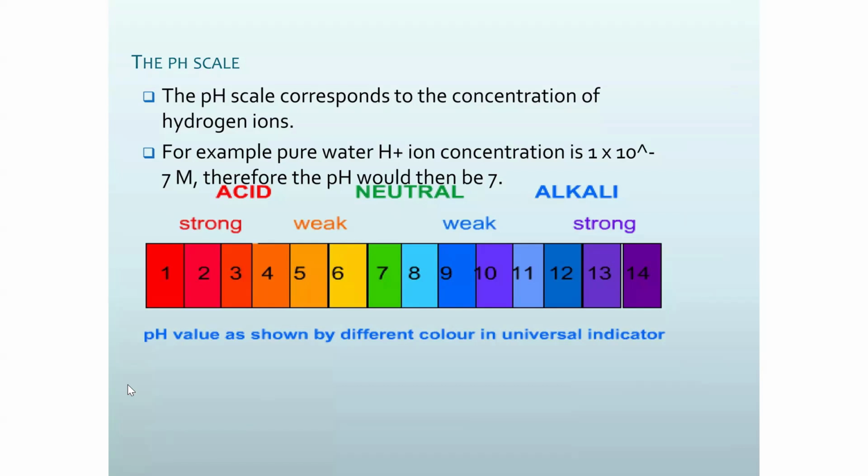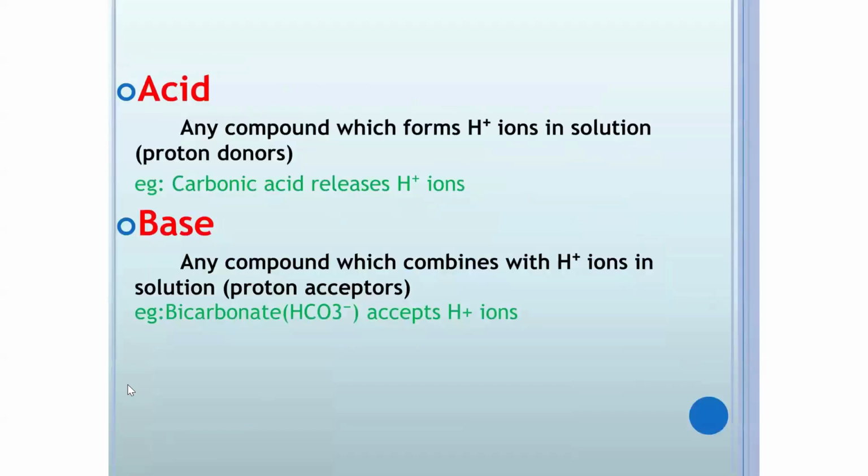So this is the pH scale, though the pH values are shown by different colors in universal indicator. You see strong acids, for example, a pH of 1, 2 to 3 is strongly acidic. And then 4, 5 to 6 is weak. And then of course a pH of 7 is neutral, and then 8 to 11 is weak alkali, and from 12, 13, 14 is strong alkali. So this is pH.